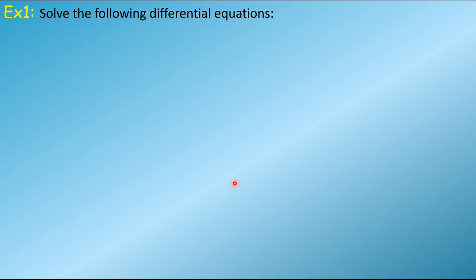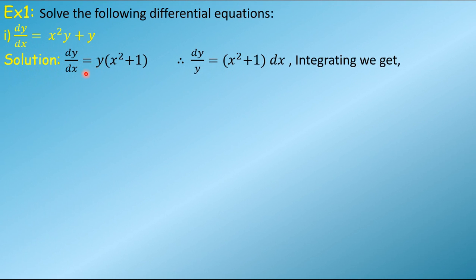Now let's have some examples. Solve the following differential equation. The first example is in front of you. The solution is like this. I took y common, then y is shifted on the left hand side for the variable separable method, y to dy and all terms of dx with x. So this is the procedure.